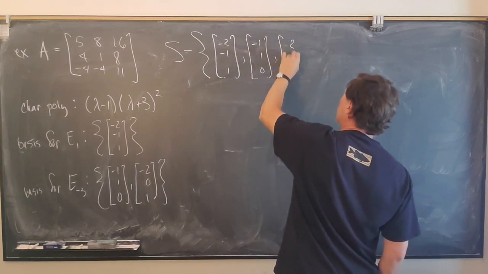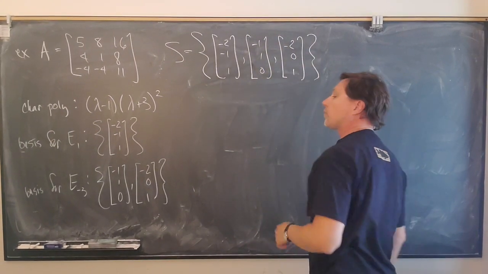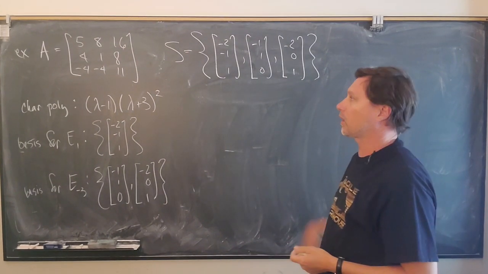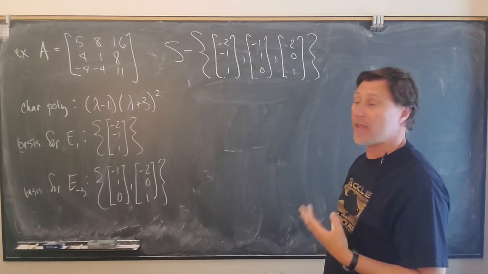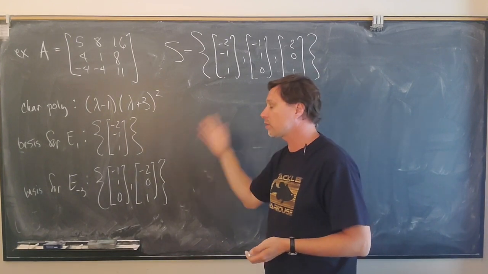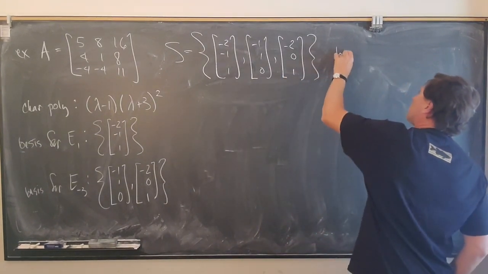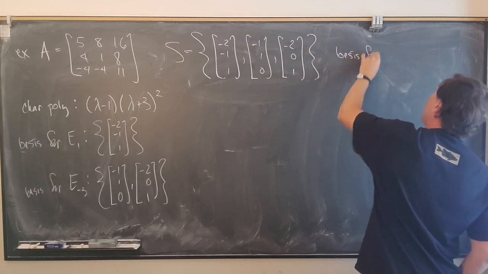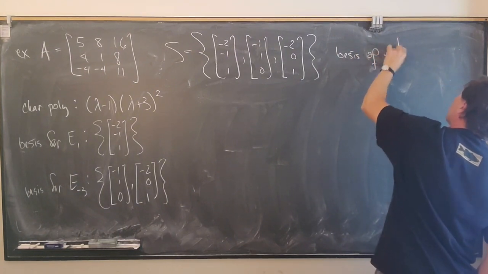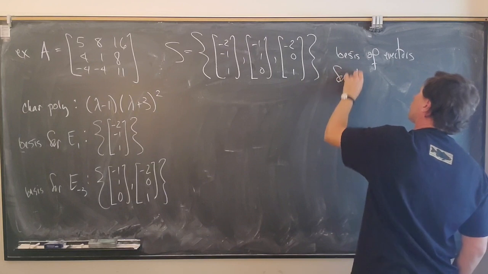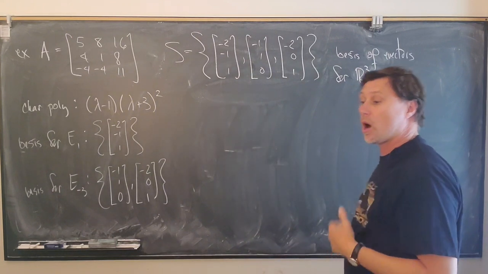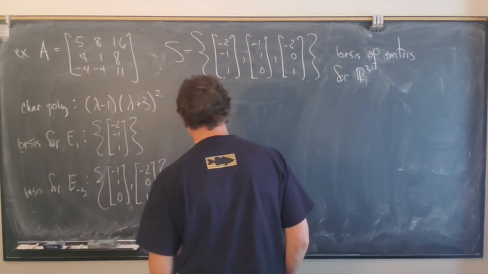and negative 2, 0, 1. So our theorem from last time said that a matrix is diagonalizable if and only if Rn, in our case R3, has a basis consisting of eigenvectors for our matrix A. Because we had 1 for E1 and 2 for E negative 3, right? Here we have a basis of eigenvectors for R3. So our conclusion then, our matrix A is diagonalizable.